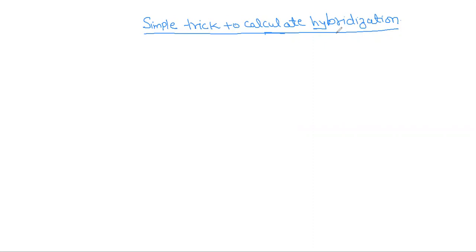For this, you need to learn the possible answers: SP, SP2, SP3, SP3D, SP3D2, SP3D3. These are the hybridizations.